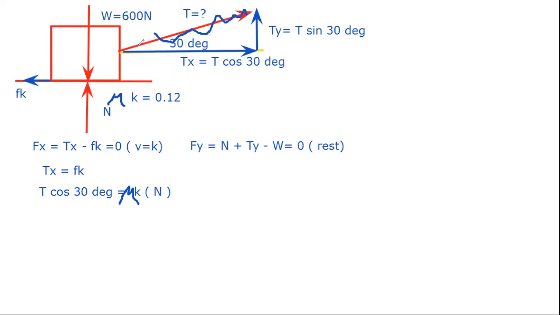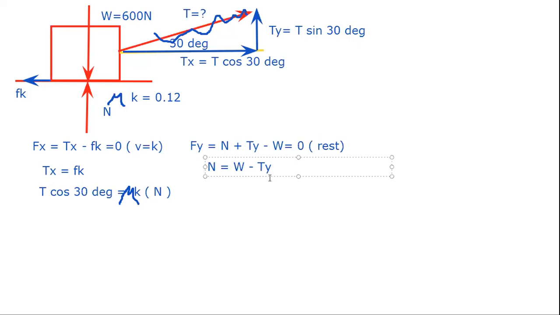Are there other forces on the horizontal axis? I think there are none. Now we cannot directly say that n and w are equal this time, because there's another force here, a T sub y, affecting the value of the normal force. From the vertical forces, n is equal to w minus ty. If you transfer w to the right side, it becomes positive. If you transfer this positive t sub y to the right side, it becomes negative.